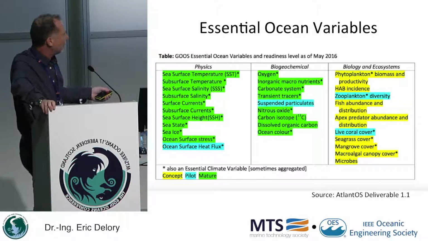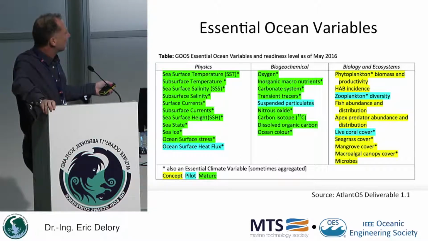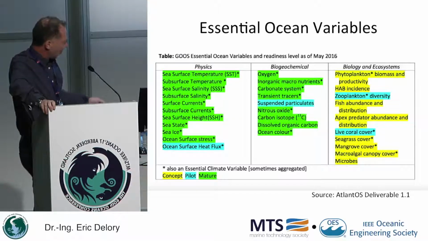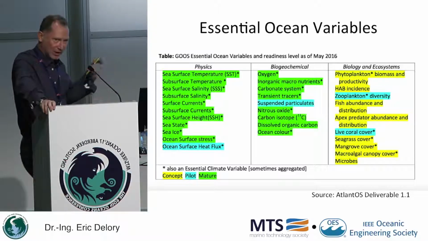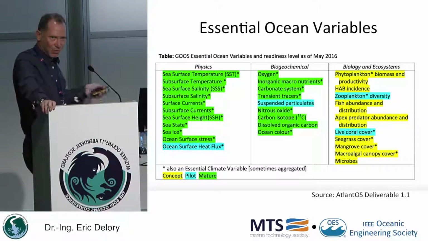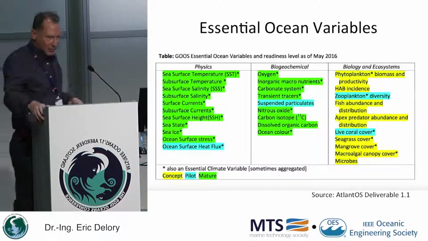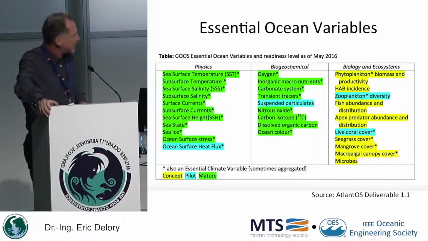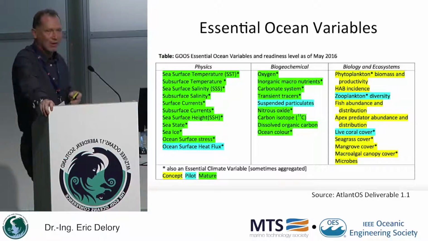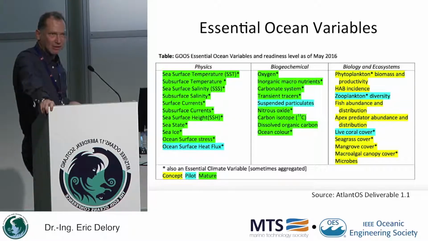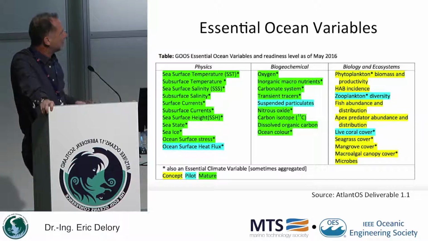But on the biology and ecosystems, we are facing difficulties, especially, just to give you an example, with apex predator abundance and distribution, mangrove cover, phytoplankton biomass and productivity, harmful algal blooms, and what is the incidence of these blooms, etc. So this helps us, again, say, all right, what is the status? Where can we go? And what do we need to add to this set of variables to be as objective and as useful as possible as a community?